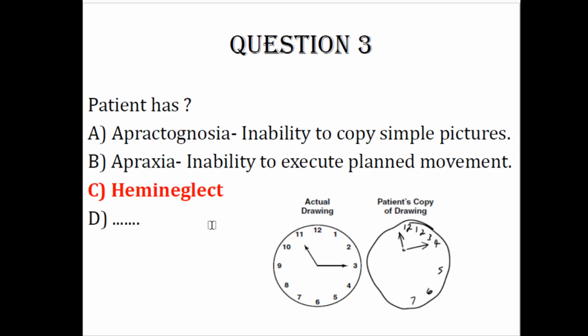So the answer would be hemi-neglect. See, hemi-neglect or neglect syndrome, both are the same, and it is caused by posterior parietal cortex damage. It's not apraktognosia. Apraktognosia is inability to copy simple pictures. See, he is able to copy it, but not on the left side. So that's why it is hemi-neglect. Apraxia is inability to execute planned movement. The answer is hemi-neglect, right?